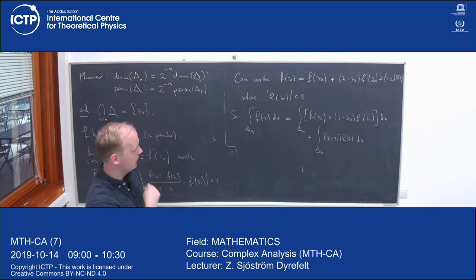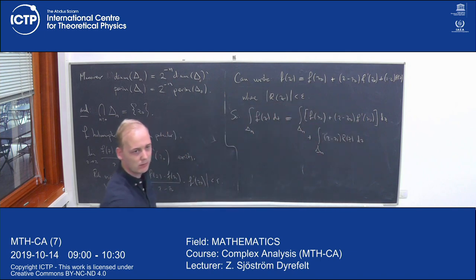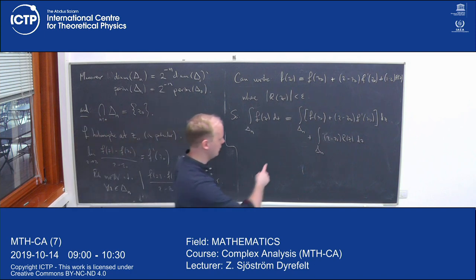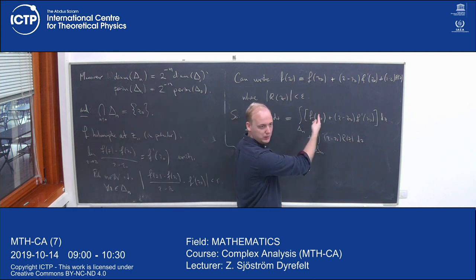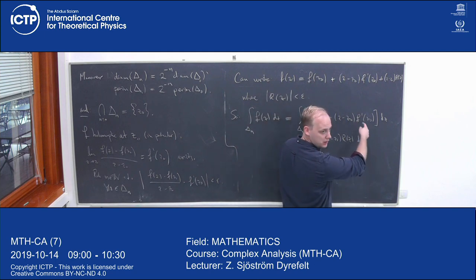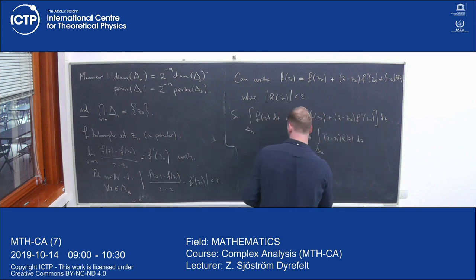Okay, and now what can we say about these things? What can we say about the integral of this on delta n? It's zero. And why is it zero? Because this map has a primitive. Yeah, exactly. Because this is a constant, and a constant has a primitive. And this is just a linear function, and this has a primitive. So linear function times something like this, so this has a primitive. So this is equal to zero. Very good.